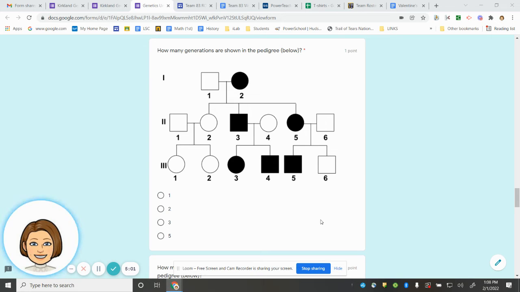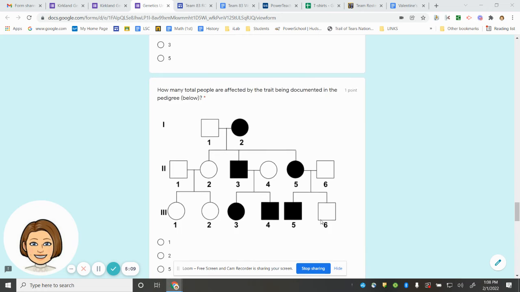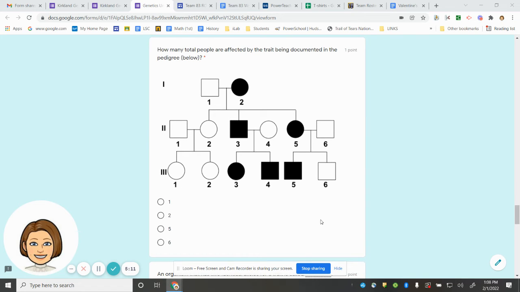Number 16. How many generations are shown in the pedigree below? 1, 2, 3, 5. Number 17. How many people are affected by the trait being documented in the pedigree below? 1, 2, 5, 6.